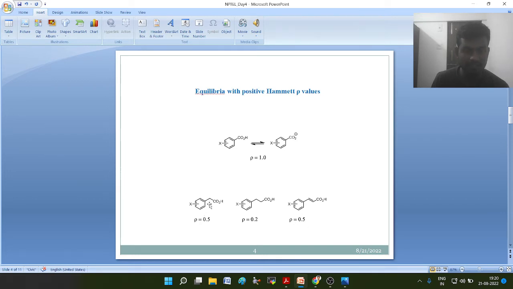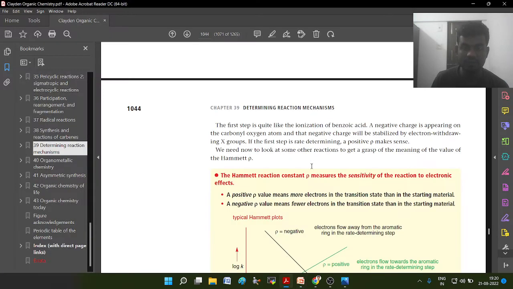So when there is one CH2 group, the rho value is less than the standard one, it becomes 0.5. When there are two CH2 groups, it becomes 0.2. If we again give some connection here with a double bond, then again it becomes 0.5. So overall, it is about how the electron density in the benzene ring changes based upon the substituent here. Now I will read something from the book which will be easy to follow.